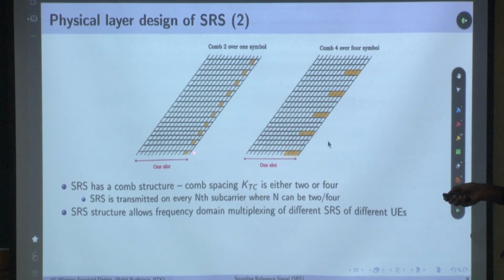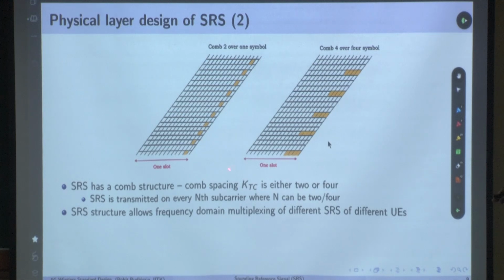So it will assign, let's say, this comb for a particular user. If it has to find out the channel of a second user, it will assign the second comb. I have shown it for one PRB, but it will extend to, let's say, 275 PRBs. This comb can be defined over 275 PRBs. By using this kind of comb, a base station will be able to find out the channel of the entire bandwidth of UE1. It will know the channel over these subcarriers, and over the rest it will interpolate.